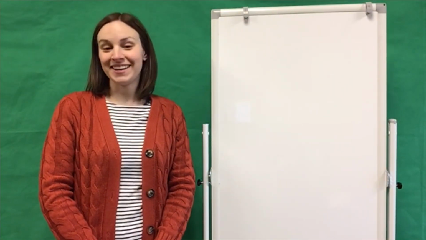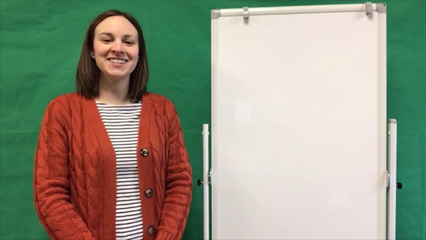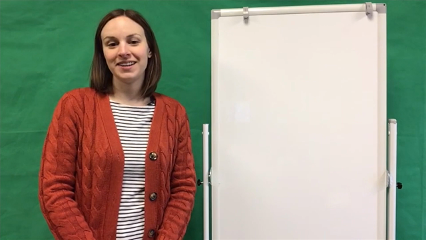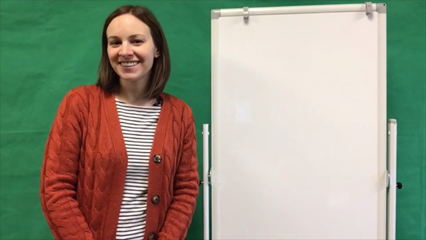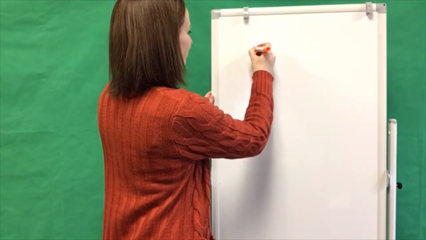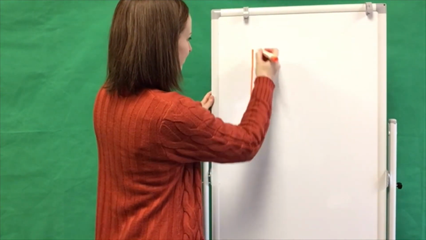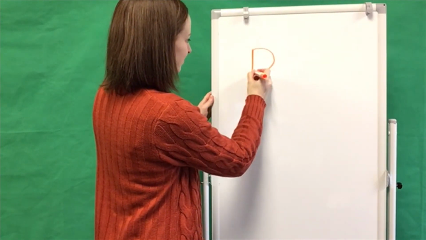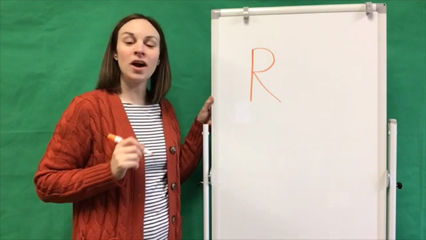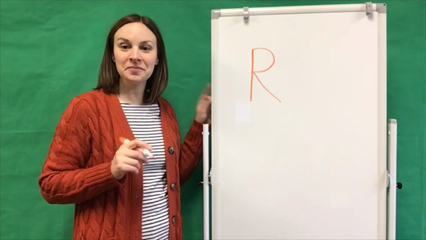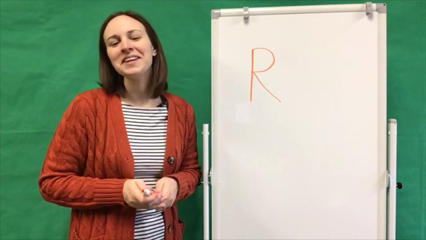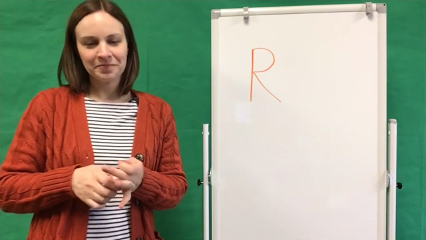Hi, I'm Becky, and we're going to have a radiant story time today because we're talking about a letter of the alphabet, the letter R. Let's write the letter R. R. Can you draw the letter R in the air with your finger? R. Can you think of anything that starts with R?